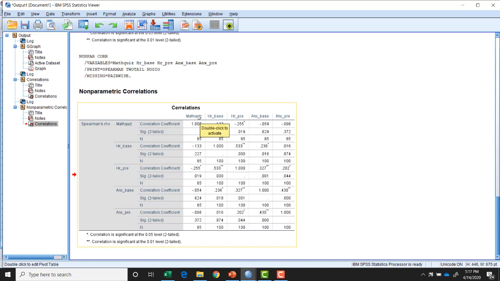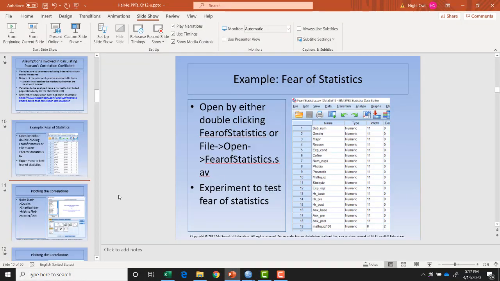In this case, the Spearman correlations are a little bit stronger. So the heart rate pre and math quiz is minus 0.255, and the p-value is a little bit lower, and the correlation between the two heart rates is just over 0.5. So depending on your data, if you're using Likert scale data, it's sometimes a matter of personal preference. But just know that the Spearman is going to be out there. Okay, so let's go back to the slides.